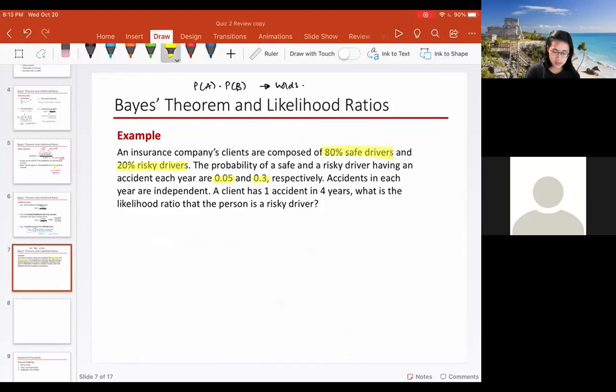Accidents are independent. A client has 1 accident in 4 years. What is the likelihood ratio that the person is a risky driver? Right, so essentially, this question is asking you, how likely is the person a risky driver, given their record?